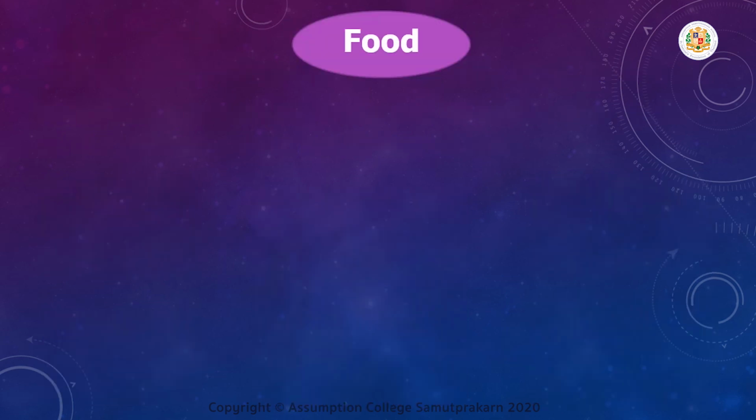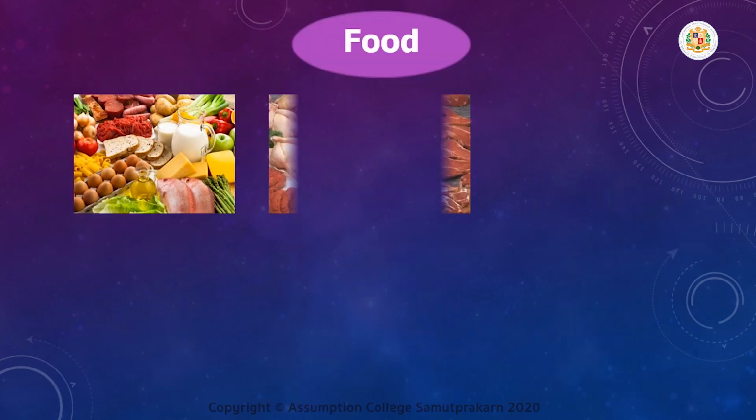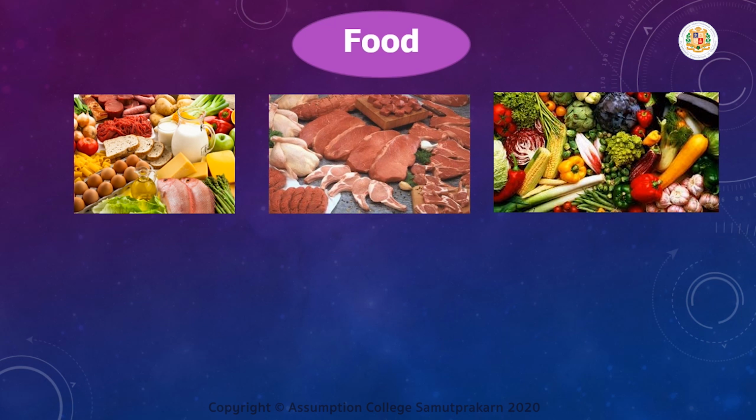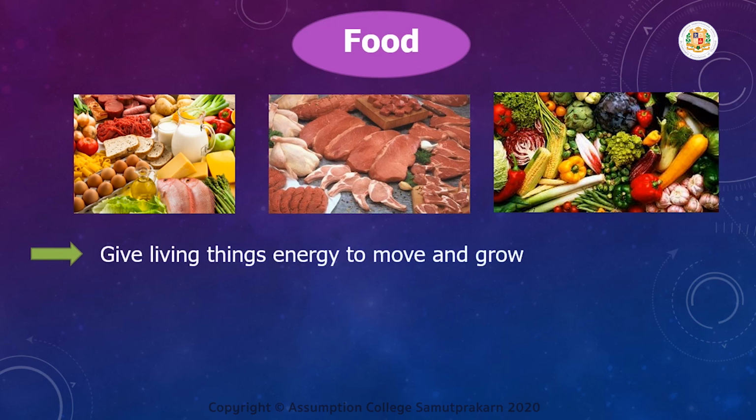We start from food. There are many foods around you. You can eat vegetables, fruit, meat, rice. You can choose to eat food that is healthy for you. When you get food, it gives living things energy. When you have energy, you can move and you can grow.